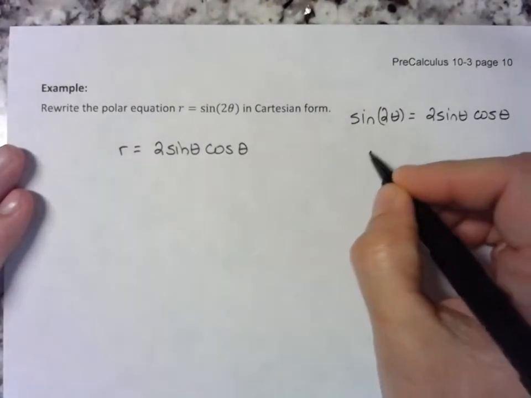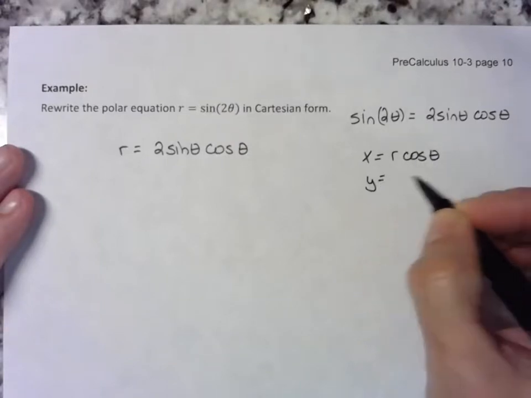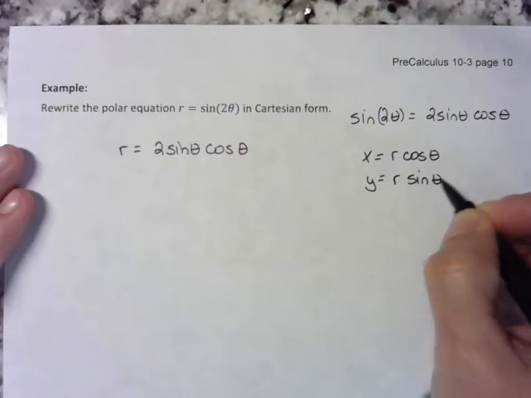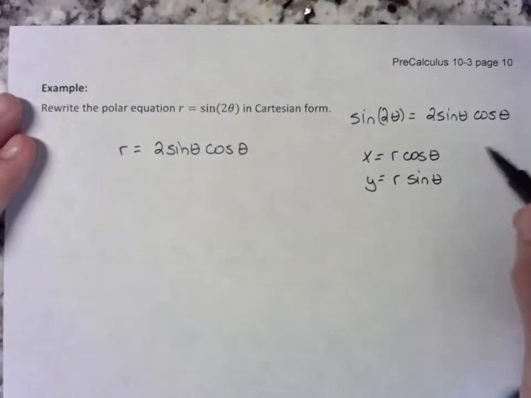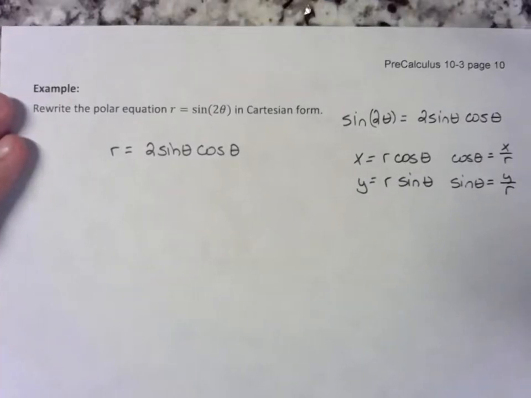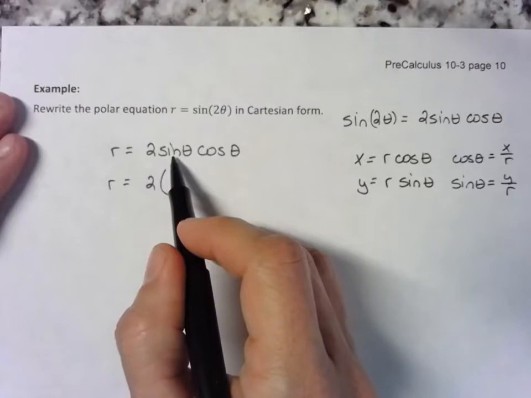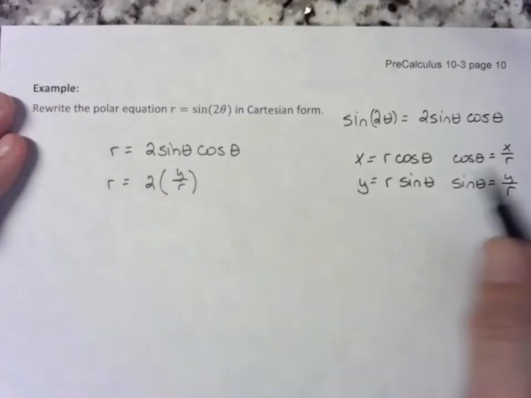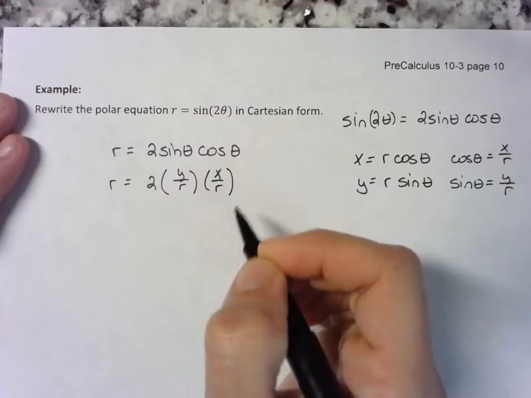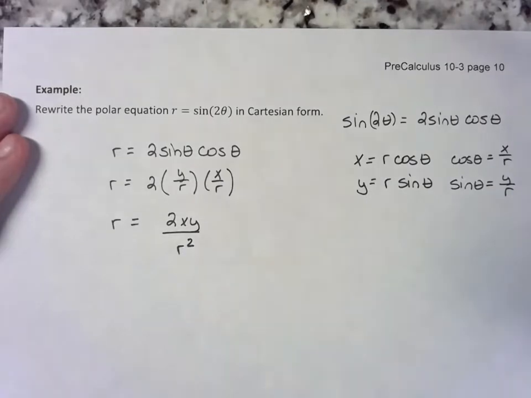Also remember that x is r cosine theta and y is r sine theta. So cosine theta is equal to x over r, and sine theta is equal to y over r. Okay, so we can write it as r is equal to 2 times sine is y over r, cosine is x over r. So we end up with r is equal to 2xy over r squared.